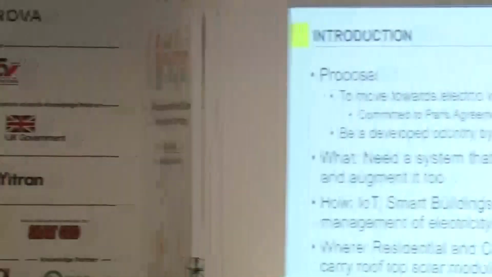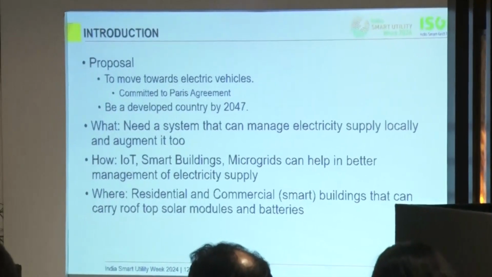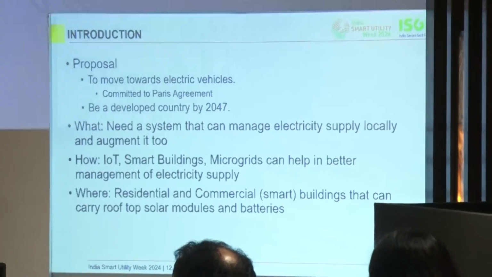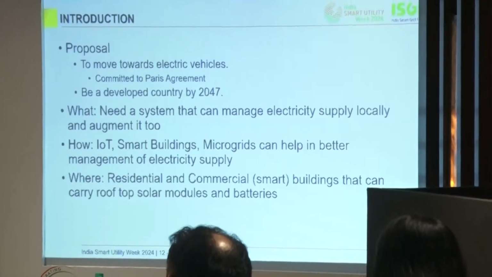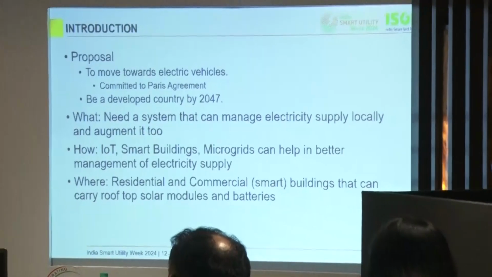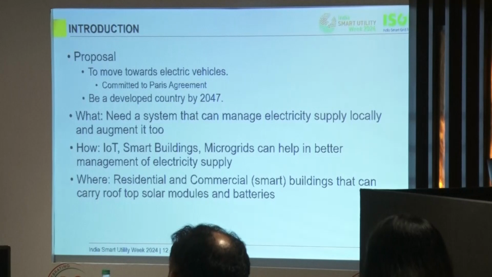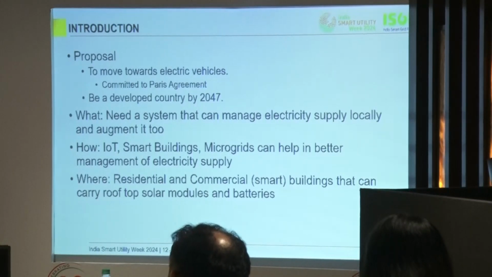So the proposal, as you can see, is that India is already in the midst of moving to electric vehicles, because we want to save power and save energy. On top of that, we are also committed to the Paris Agreement for climate control. And our government is already saying that we want to be a developed country. So there are three main reasons that we have to move towards smart grids. Smart grids are expected to help us save power, because it will be needed sooner or later.